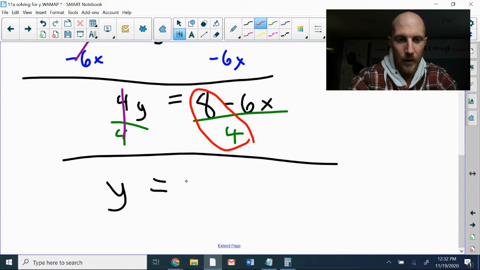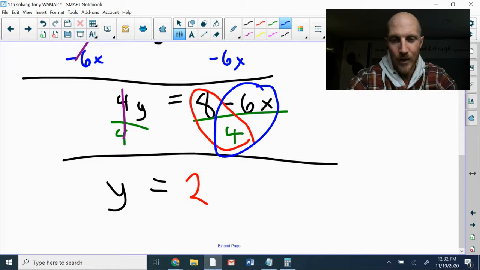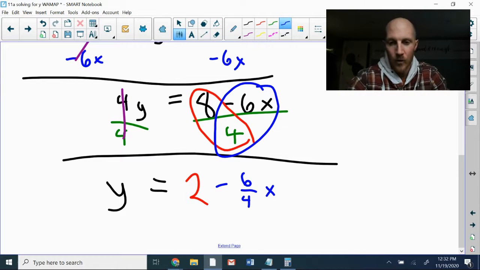8 divided by 4, that's 2. That's easy. And then I have to divide the negative 6x by 4. So I'll just write it as a fraction for a minute, and then we'll reduce this. I'm going to call the 6/4 a fraction. I'll put the x right next to it. So I've got y equals 2 minus 6/4 x. And then I need to reduce that blue fraction.